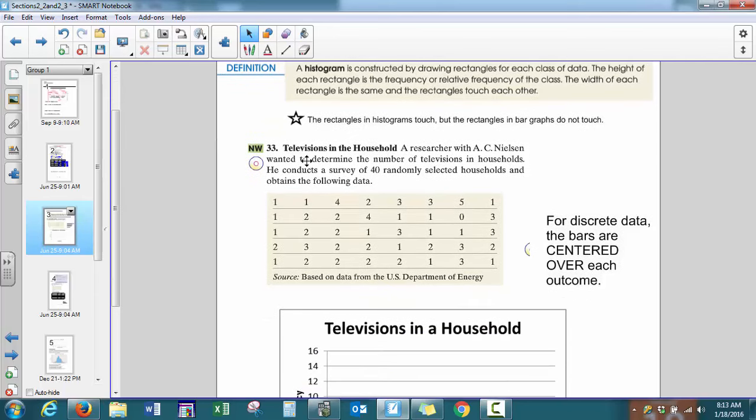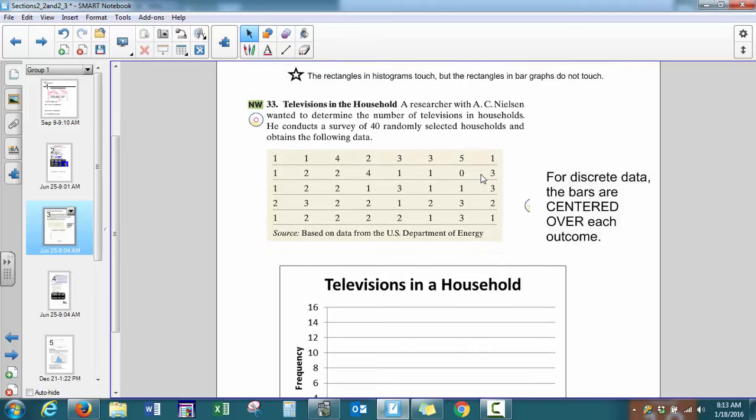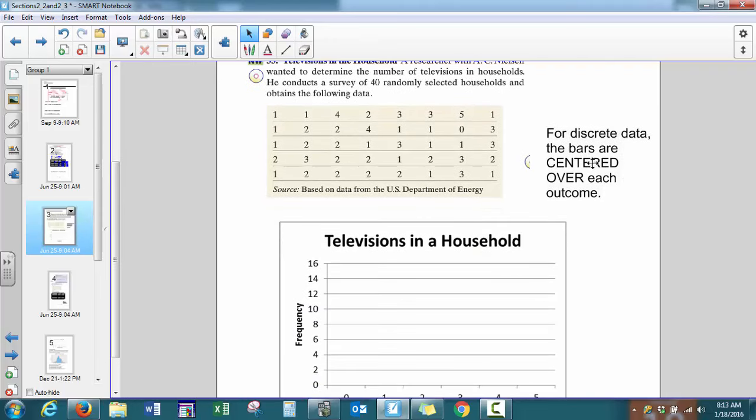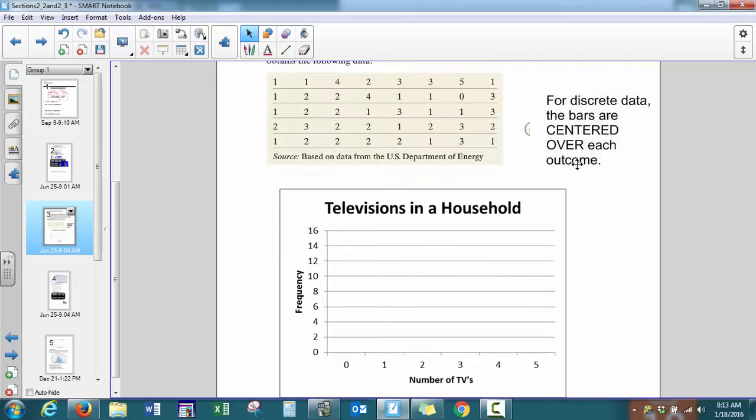If your data is discrete, meaning there are no decimals, there are no fractional values, we cannot have a partial amount of a household. For discrete data, our bars should be centered over the outcome. So how many households had no TVs? There was one. So our bar should be centered over 0. 0 should be in the middle of that bar. How many homes had one TV? There were 14.